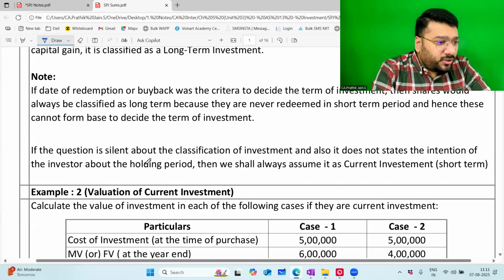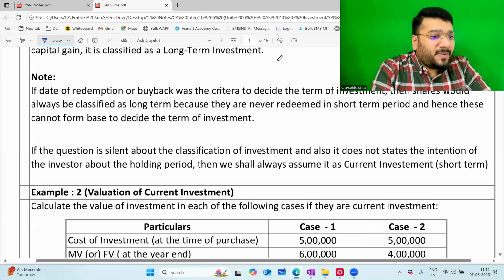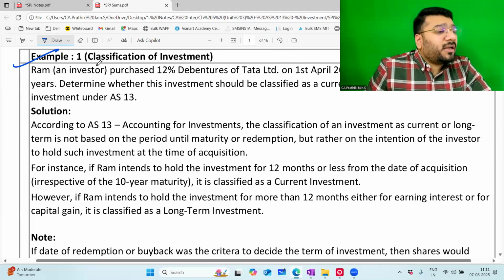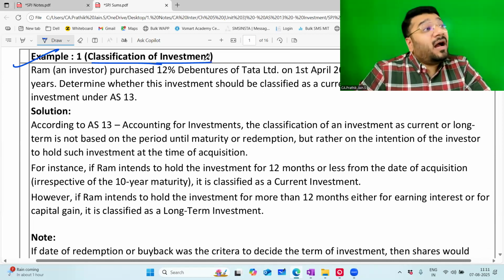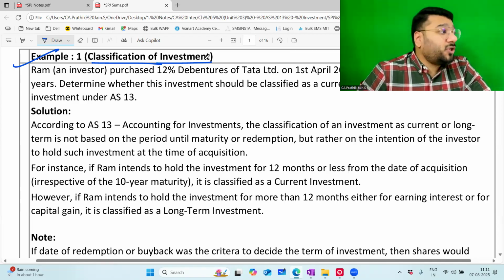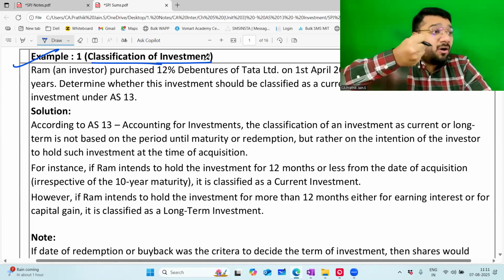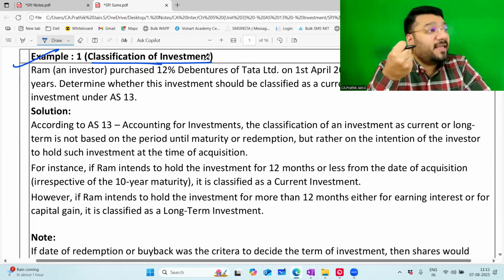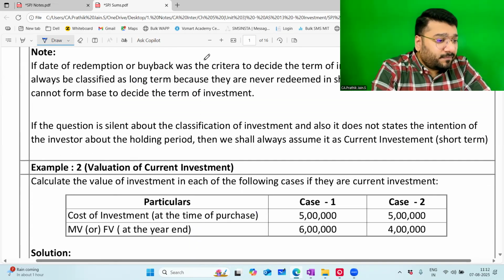I would like to take one question to do the explanation part. Example one we have discussed already in last class. So example one, what did we speak about? Classification of investment. So I gave you one question. I asked you whether it is current investment or long-term investment. And I told you the maturity date of any investment is not the deciding factor whether it is long-term or short-term. It is the intention on the date of 31st March, on the reporting date, what is your intention to hold or sell? That is the basis to decide whether it is current or non-current investments.